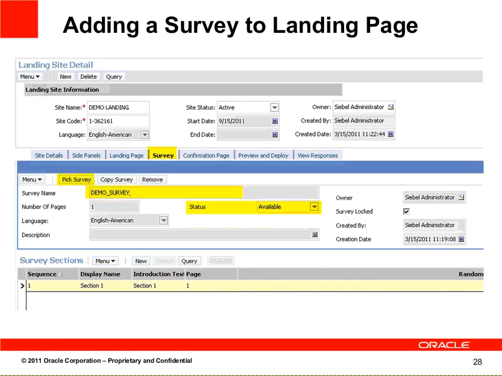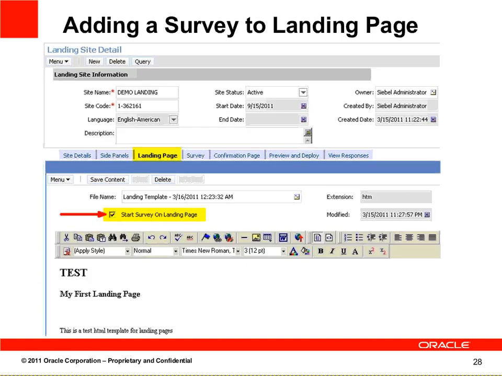Now we are ready to add the survey to the landing page. So for that, we go to Landing Site Details, Survey tab, and click on Pick Survey, and that will show a list of the different surveys that are activated. You select the survey, and you will see all of the survey sections once you select the survey.